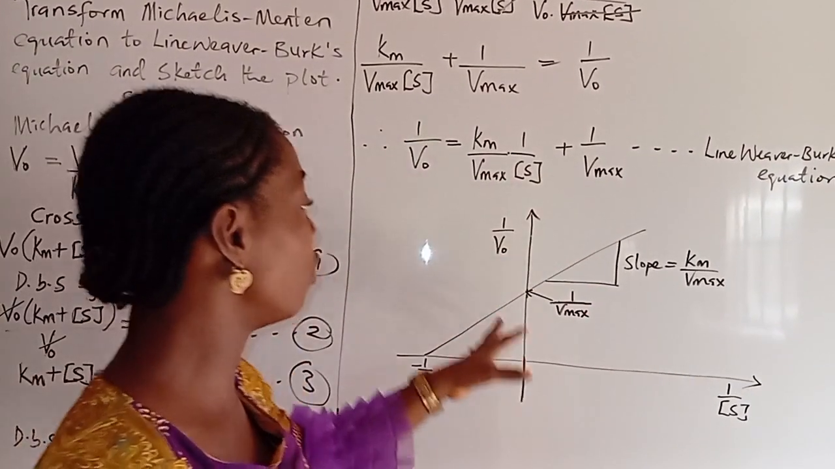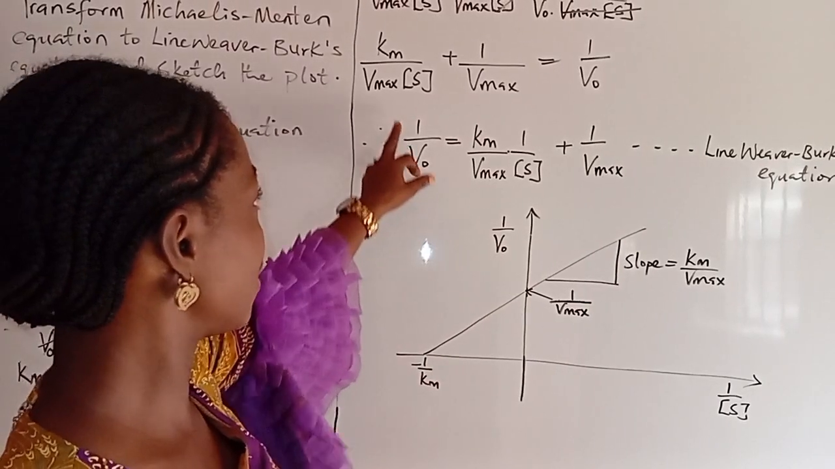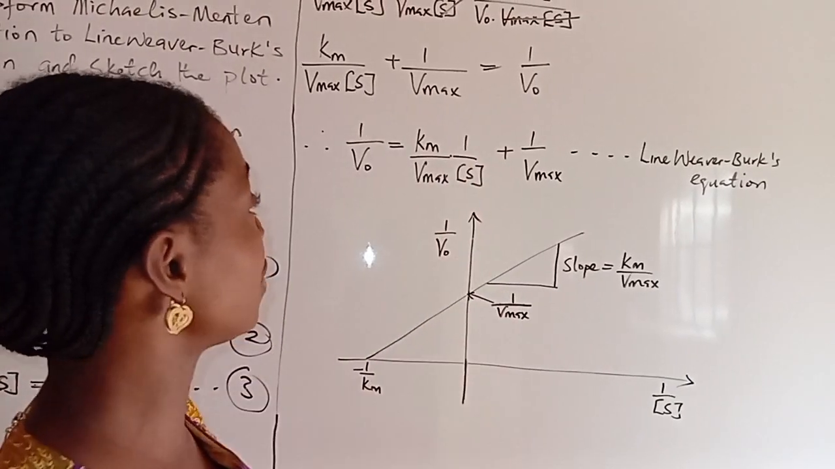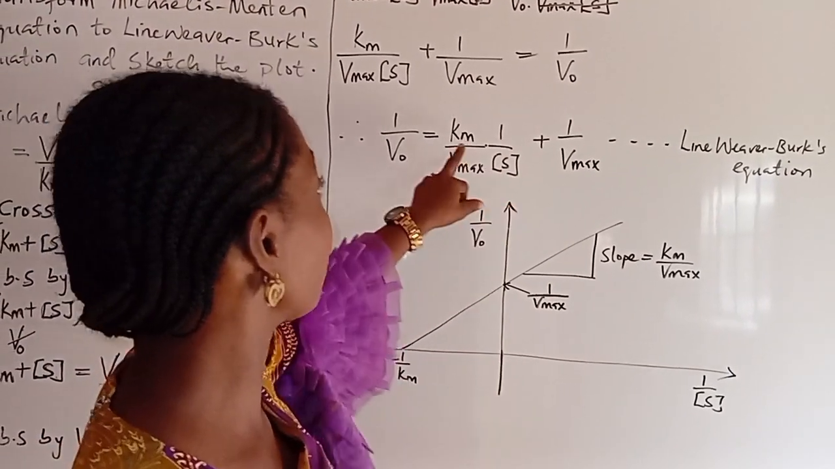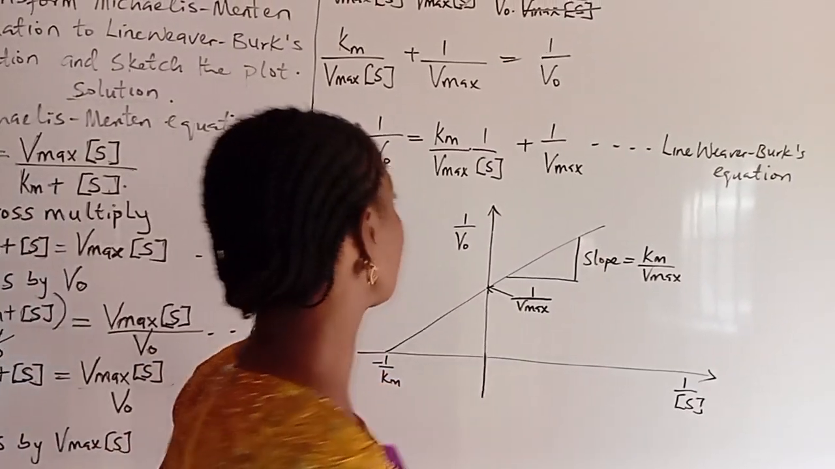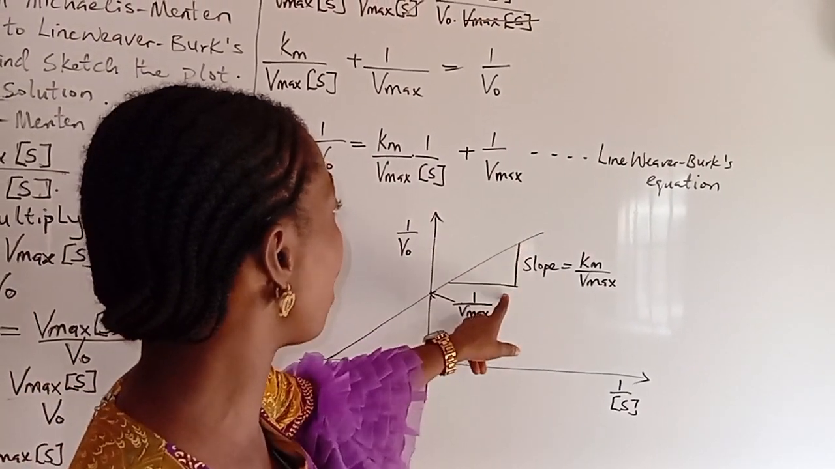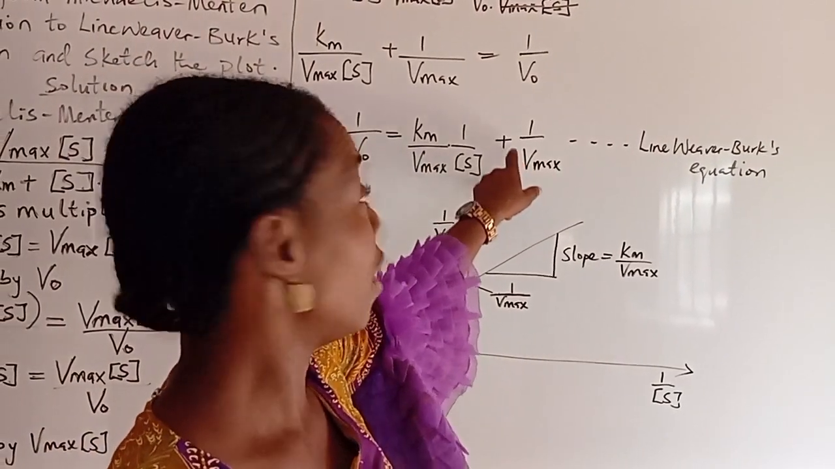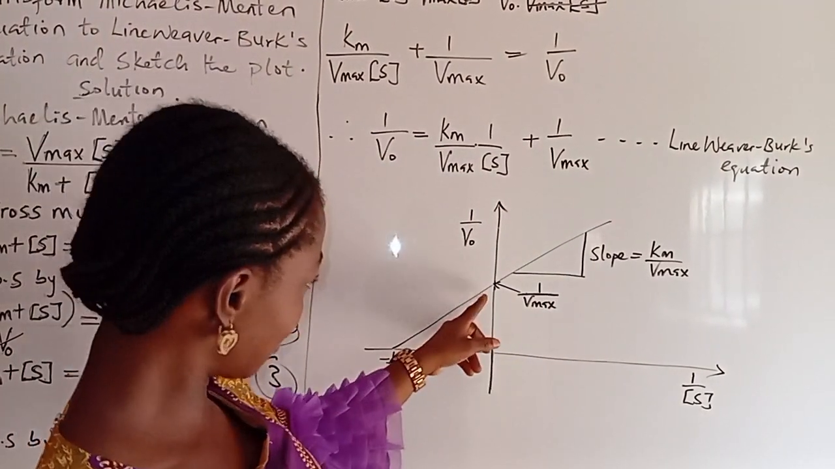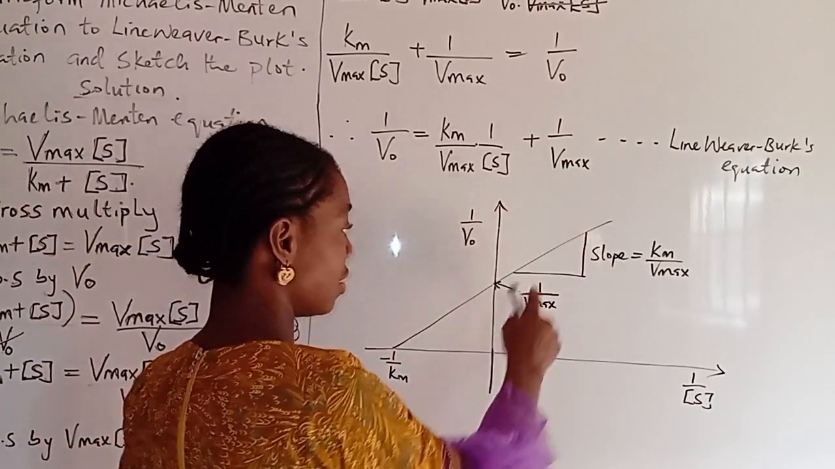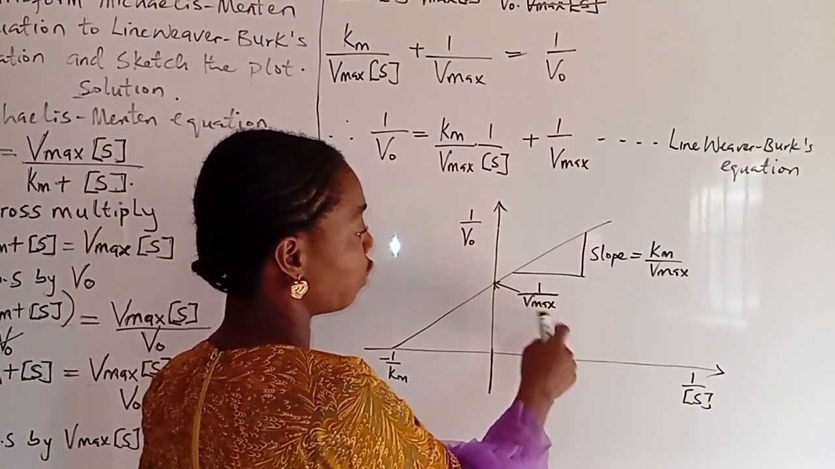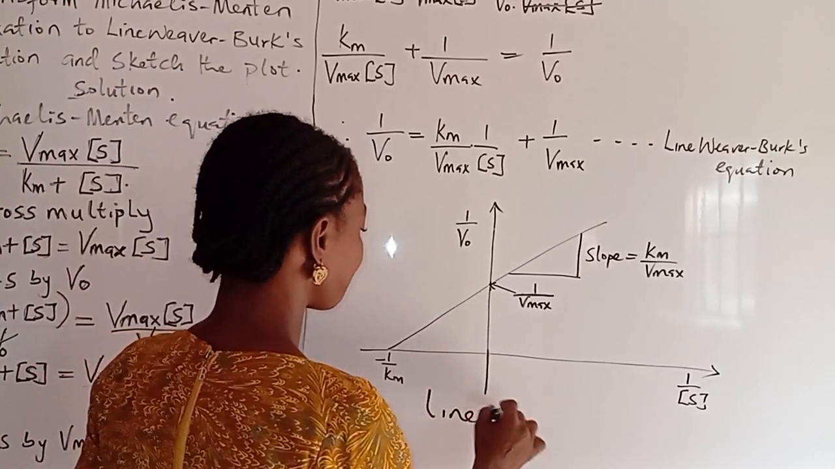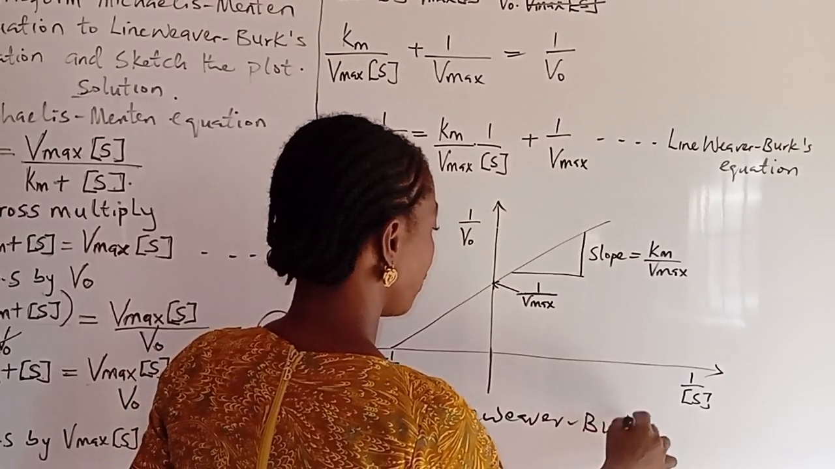So with this, you can now get your plot. On the y-axis, you plot 1 over initial velocity. On the x-axis, you plot 1 over S. If that is the case, according to mathematics, whatever is attached to your x-axis value will be the slope. So the slope of this graph is Km over Vmax. And whatever is left after the plus should be your intercept on the y-axis. So this is the intercept on the y-axis, 1 over Vmax. This is what we call the Lineweaver-Burk plot.